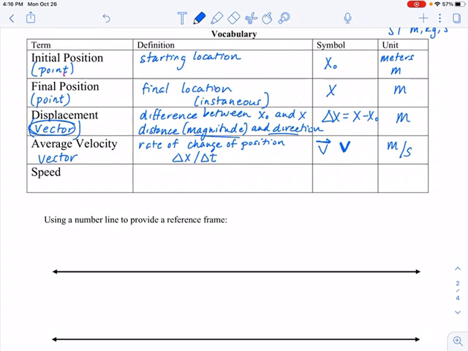And then finally, speed is a scalar, meaning that we don't need direction included with speed. Back in middle school, you might have learned about speed equaling distance over time, or distance equals rate times time. This is the rate of change of distance. And speed is not a vector, so I did not bold it or put an arrow on top of it. And again, the unit is meters per second.